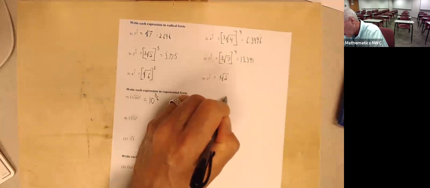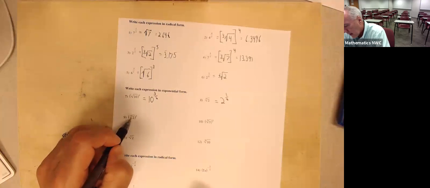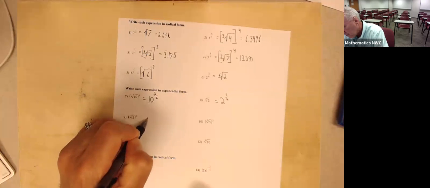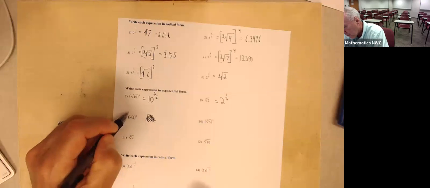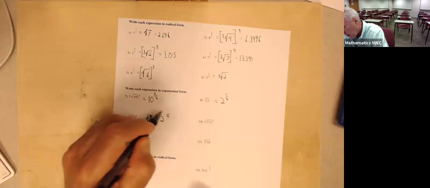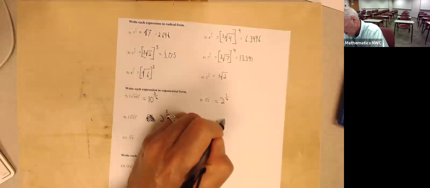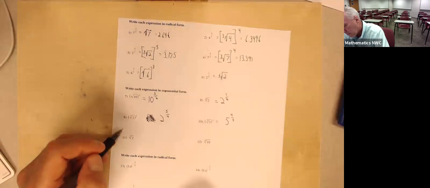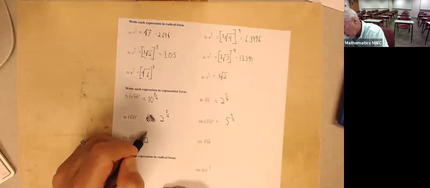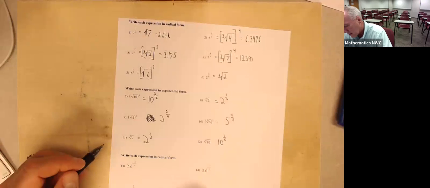This is a 6th root. So it's going to be 2 to the 1/6 power. This one is a square root of 2. I apologize, I did that wrong. It's a 4th root. So my denominator is 4, my numerator is 5. This one would be the 5 raised to the 4/5 power. 2 raised to the 1/3 power. 10 raised to the 1/6 power.